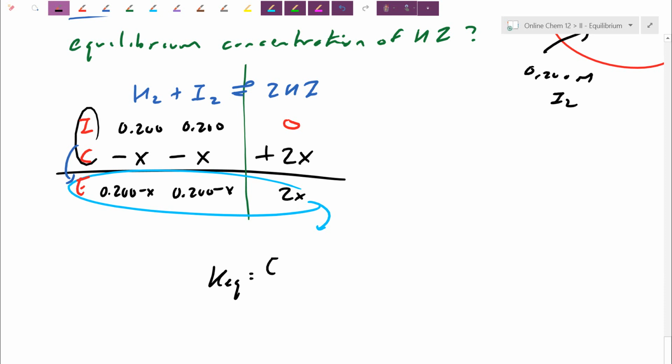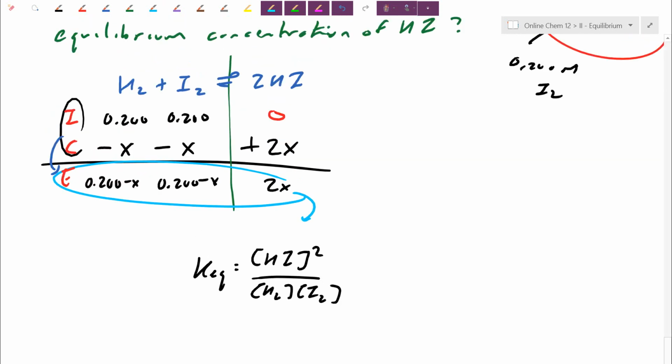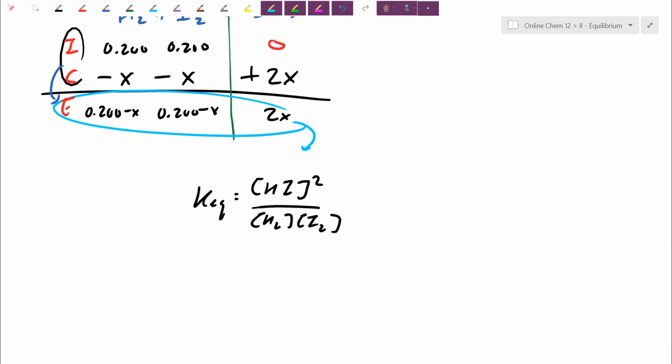I would still write out the expression. My products this time are HI, square it, all over H2 and I2. I'm just going to punch those numbers directly in. Notice that we actually have the number. KEQ is actually 62. Not a super nice number, but we're at a temperature where the constant is 62.